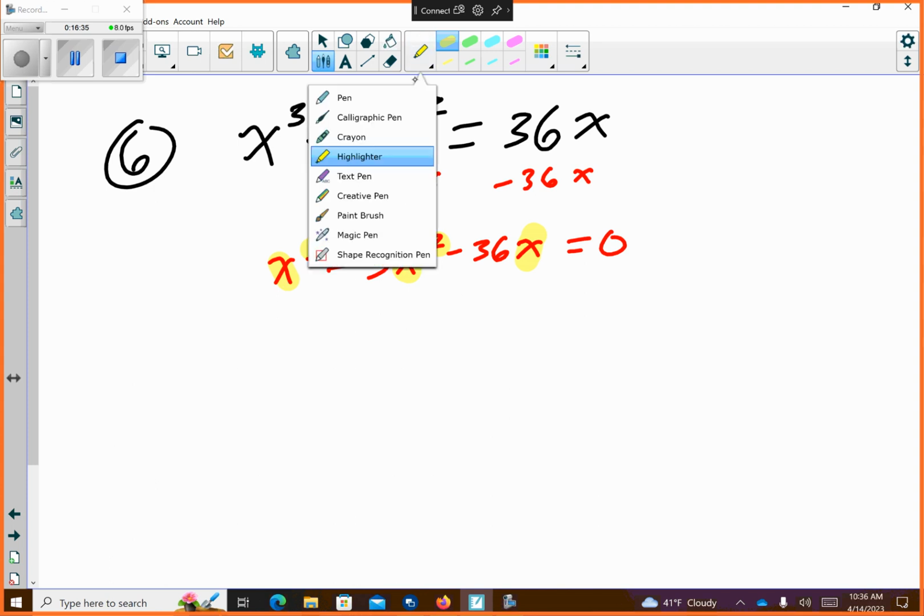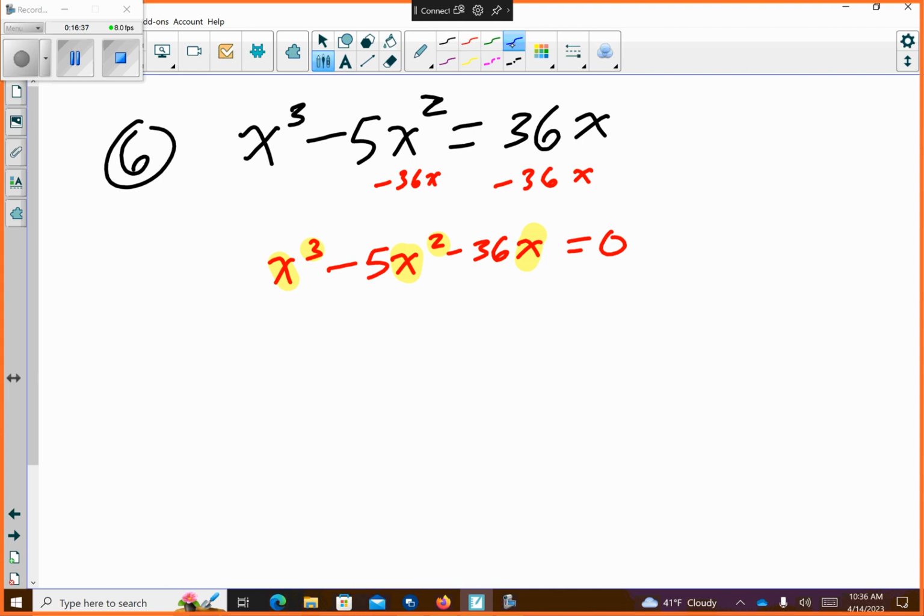Can't combine because I have different exponents, right? Can't add anything together because I have different exponents. I have x to the third, which is a third-dimensional object. I have negative 5x squared, which is a two-dimensional object. And I have negative 36x, which is a one-dimensional object. I can't add third dimension, second dimension, and first dimension together.